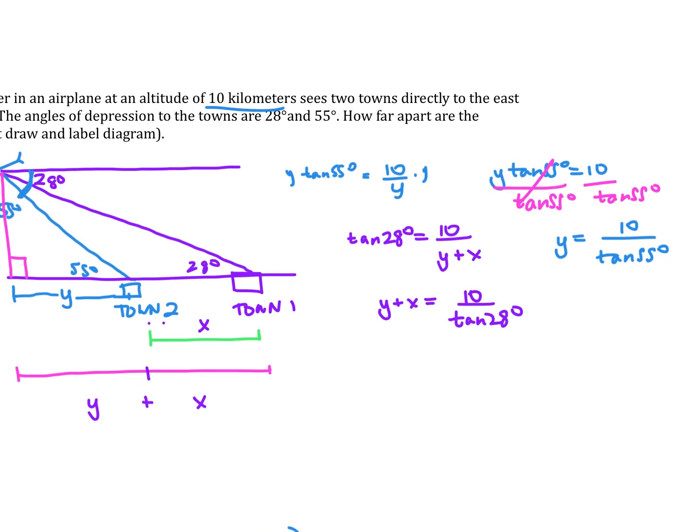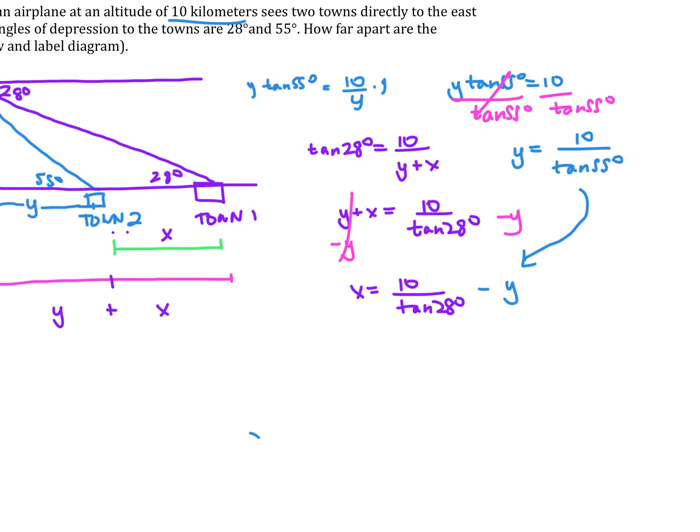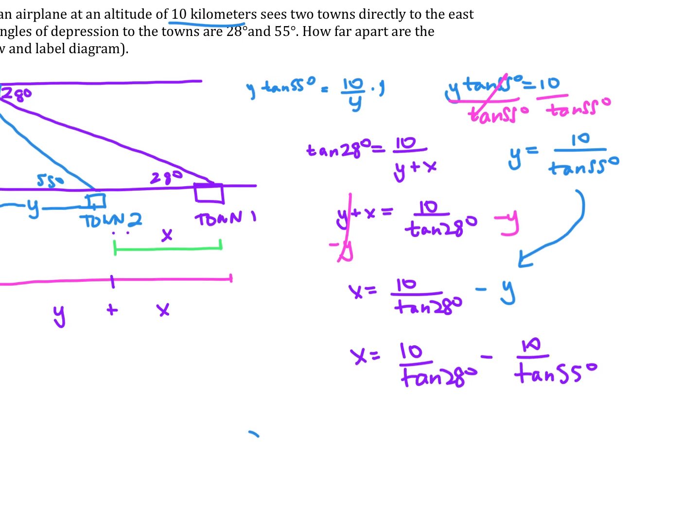Now we're really trying to solve for x, and then we also know what y is here. So we can actually plug that in, but what I want to do is isolate the x first. So I'm going to subtract y from both sides. So now we have x equals 10 over tangent of 28 degrees minus y, and then we do know y is 10 over tangent of 55 degrees. So we can find the distance between the towns. It's 10 over tangent of 28 degrees minus 10 over tangent of 55 degrees, and that will be in kilometers once you plug it into the calculator.